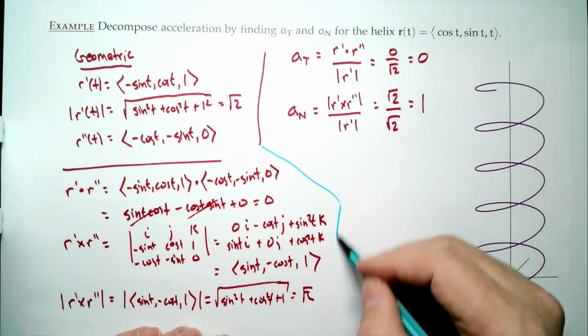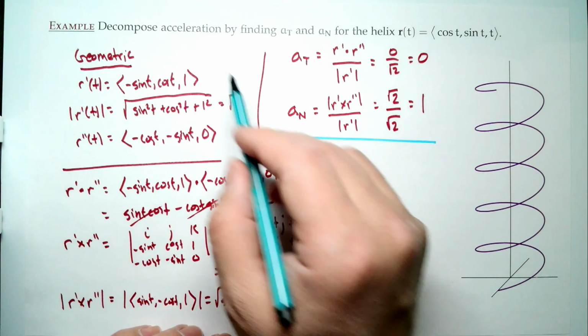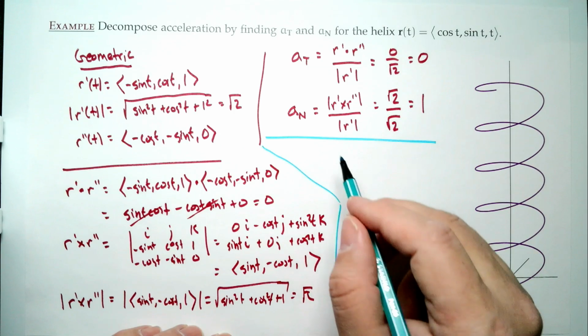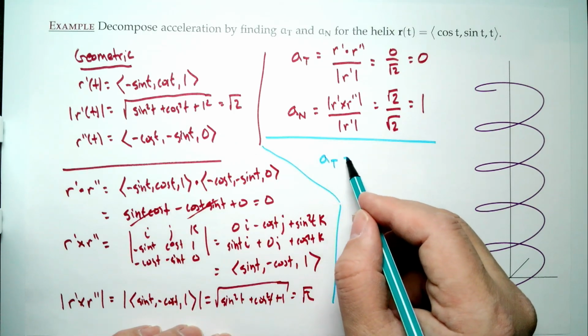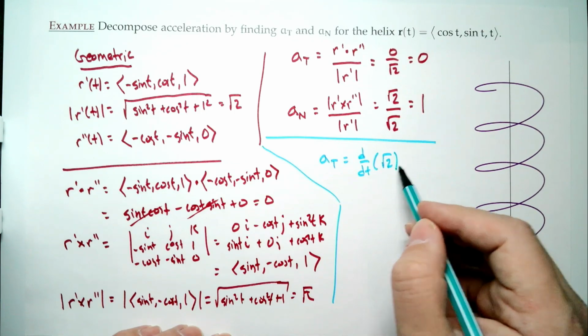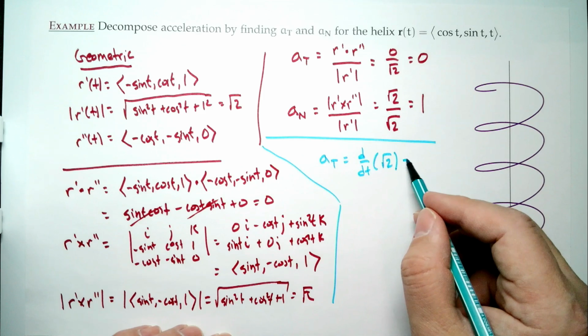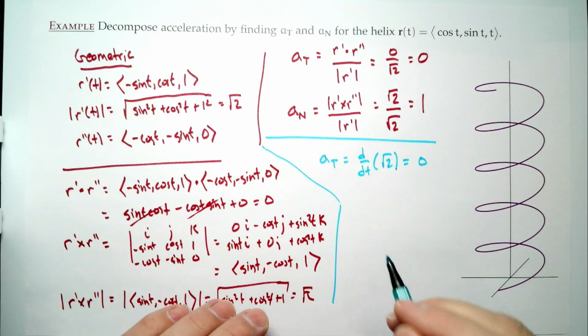Okay, so we can recycle, because we still need these components here. All right, so we have that a sub t, if we do it algebraically, is the derivative of root 2. Well, the derivative of root 2 is 0 because it doesn't change. It's a constant.